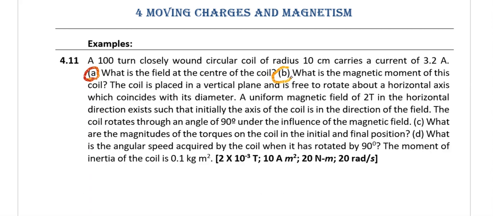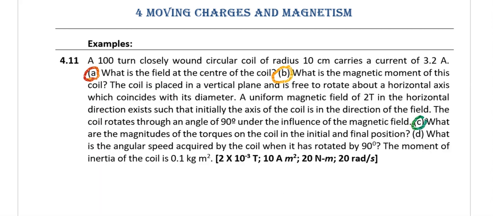Second question, what is the magnetic moment of this coil? The coil is placed in a vertical plane and is free to rotate about a horizontal axis, which coincides with its diameter. A uniform magnetic field of 2 Tesla in the horizontal direction exists such that initially the axis of the coil is in the direction of the field. The coil rotates through a 90-degree angle under the influence of the magnetic field.